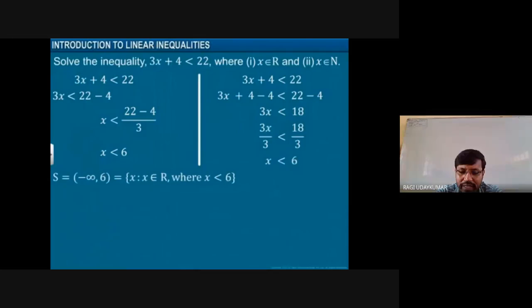Yes, so sir, in case of the real numbers, the open interval it is given to you, not the closed interval. 6 should not be included. If it is given less than or equals to here, you have to include the 6, closed interval. 6 को closed लिखना है.